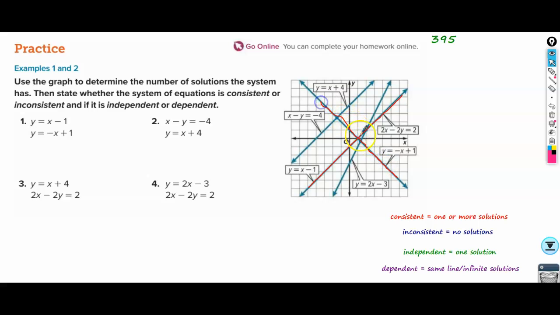As you can see, these two lines have 1 point, so they're consistent. And this is multiple choice on the assignment. Consistent, you don't have to write it all out. They're not inconsistent, and they are independent because they have one solution.